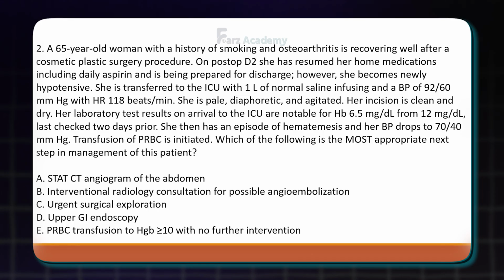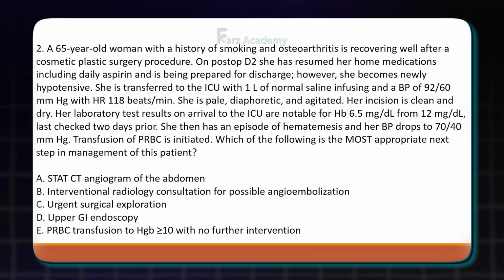She is pale, diaphoretic, agitated. Her incision is clean and dry. The lab results on arrival in the ICU: Hb 6.5 from 12, last checked 2 days prior. She then has an episode of hematemesis. BP drops to 70 by 40 mm of Hg. Transfusion of PRBC is initiated. Which of the following is the most appropriate next step in the management of this patient?